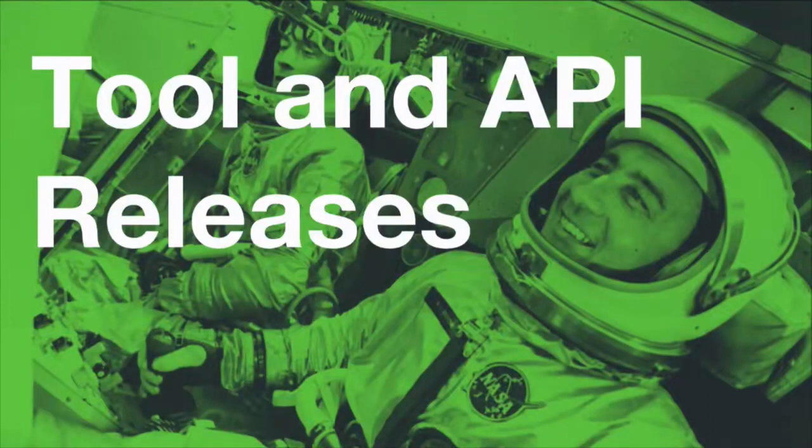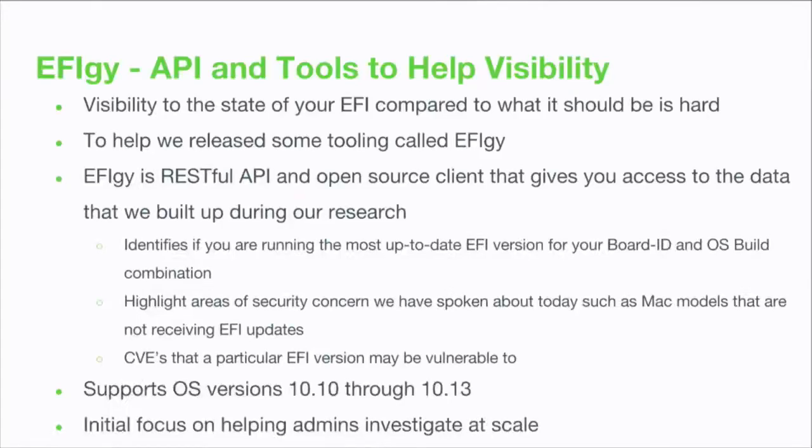Tools and API releases. So rather than just finding problems, we also like to try and help people get to a better state. So we wrote a bunch of tools and have released them open source. They come under the name Effigy. Can't take any credit for that. That's all Papine.